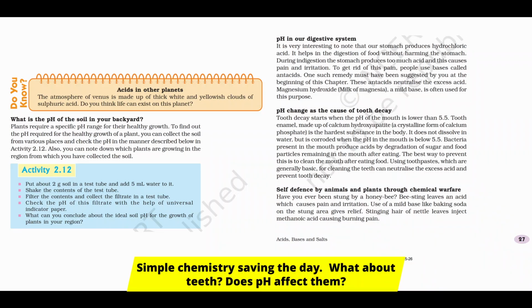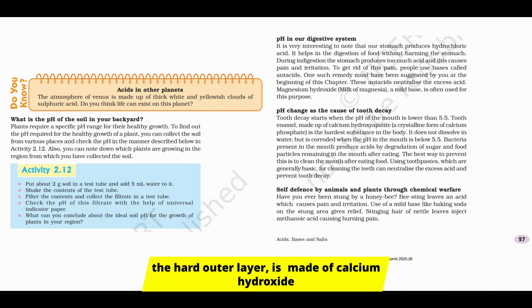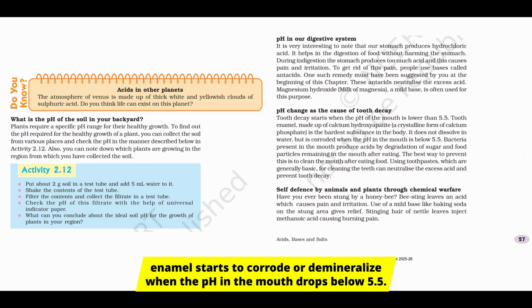Simple chemistry saving the day. What about teeth? Does pH affect them? Oh, definitely. pH change is the main cause of tooth decay. Our tooth enamel, the hard outer layer, is made of calcium hydroxyapatite, a crystalline form of calcium phosphate. It's the hardest substance in our body. However, despite being hard, enamel starts to corrode or demineralize when the pH in the mouth drops below 5.5.